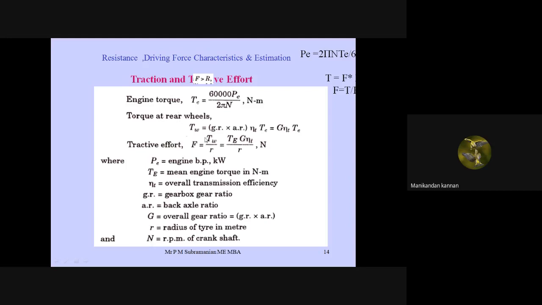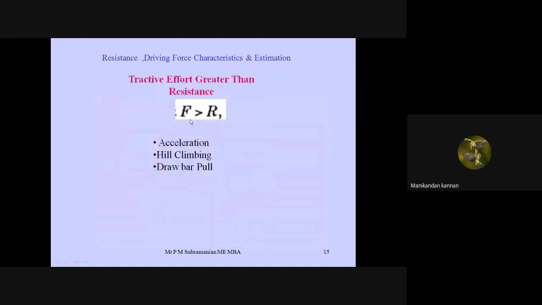Tractive effort. So now see, when I am driving the vehicle, when my F is greater than resistance, what will happen? I will be having some excess tractive effort. That is, excess F will be there. That I can use for acceleration, hill climbing, drop or pull.